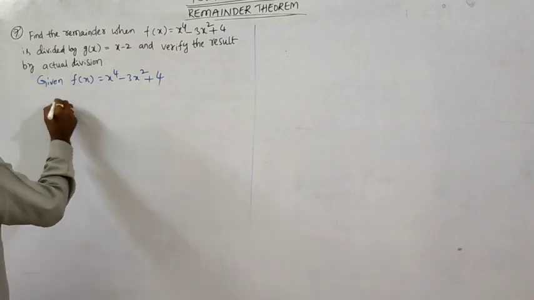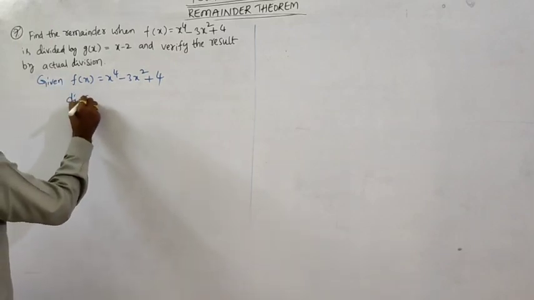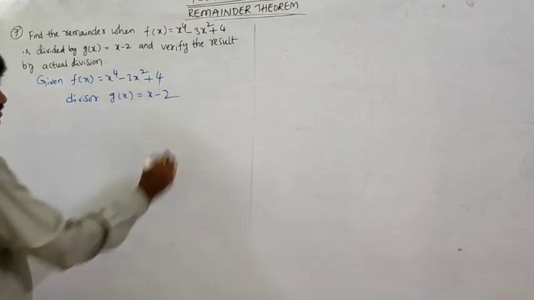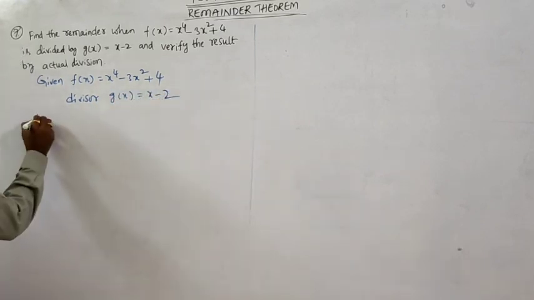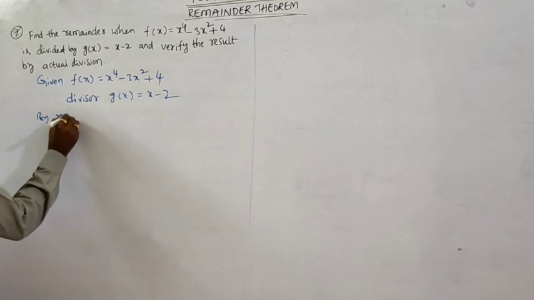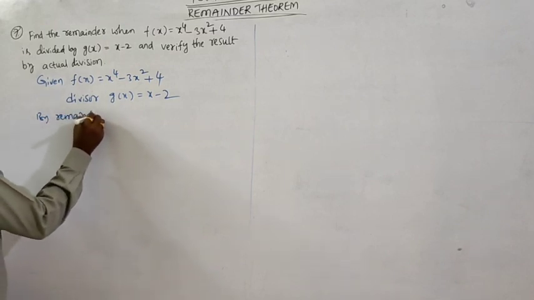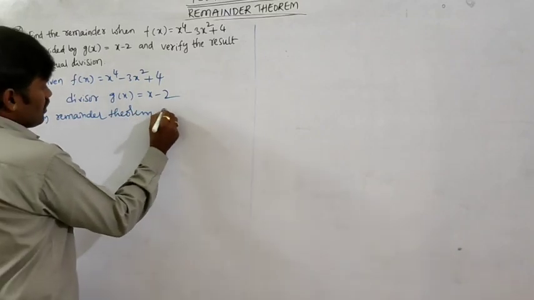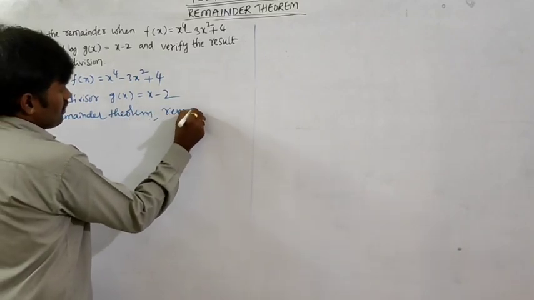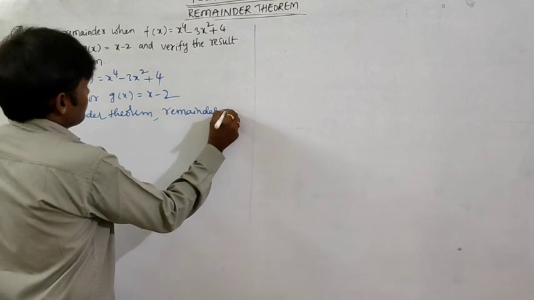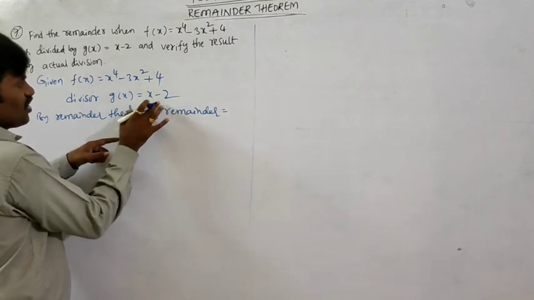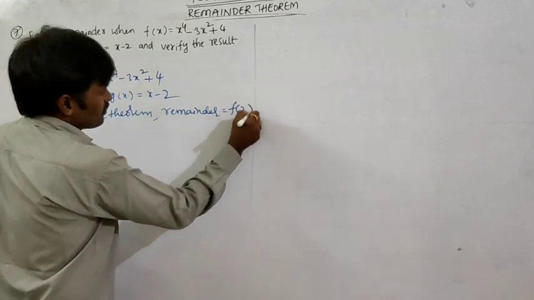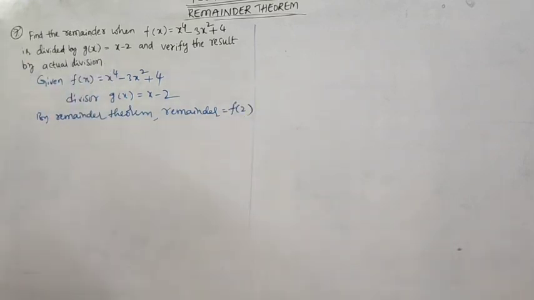Now what is the divisor here? The divisor is g of x, that is x minus 2. So by the remainder theorem, can you guess what the remainder is? Tell me, what is the zero of x minus 2? It is 2. So put 2 in that. Then the remainder is f of 2.